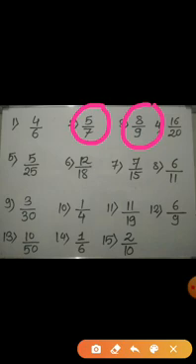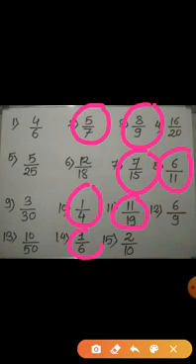Children, likewise you can identify whether the remaining fractions are in their simplest form or not. Here I am going to circle only those fractions which are in their simplest form. So you can see fraction 7 upon 15 is in its simplest form as 7 and 15 have only one common factor, that is 1. Fraction 6 upon 11, fraction 1 upon 4, 11 upon 19, 1 upon 6. These are the only fractions which are in their simplest form.